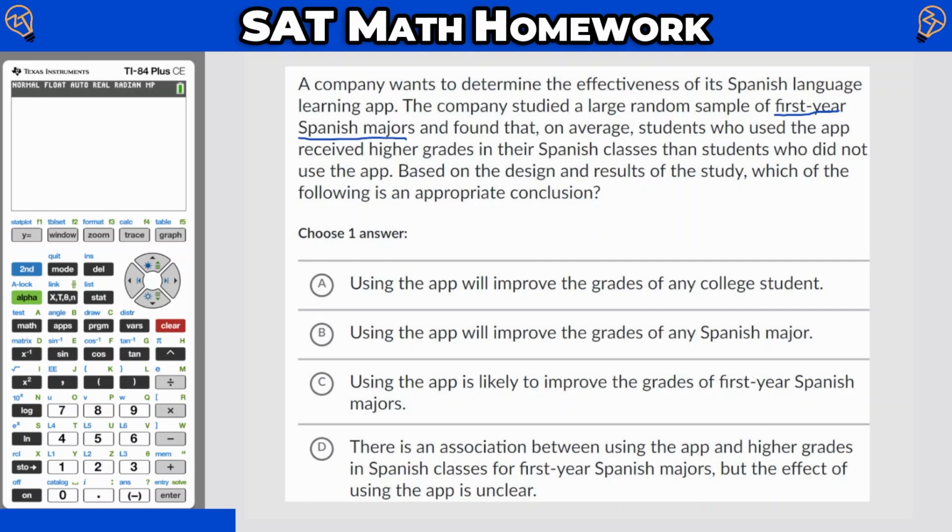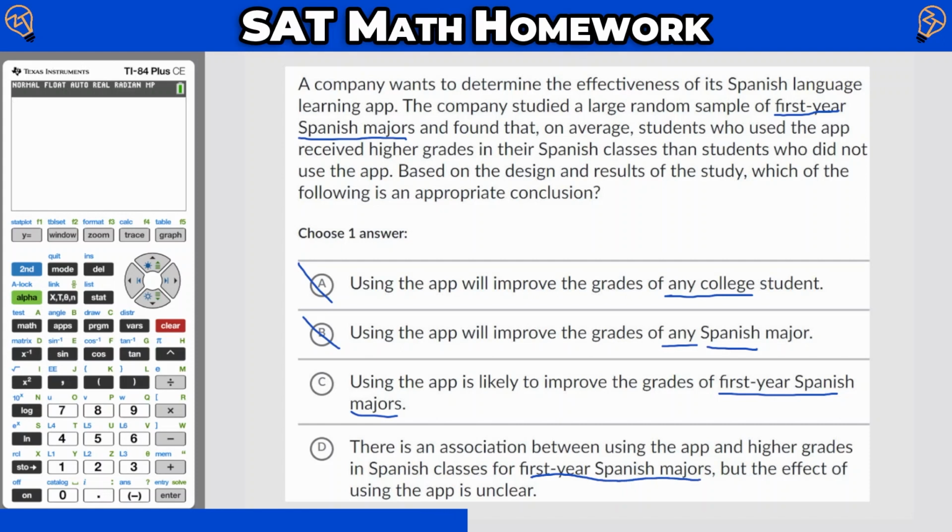Option A talks about any college student, doesn't even talk about Spanish or first year, so we could eliminate it. Option B does say Spanish, but it says any Spanish major. But we know that the study was done of first year Spanish majors, so we eliminate B. Option C does say first year Spanish majors, and then option D talks about first year Spanish majors. So at least we've given ourselves a 50-50 chance at this point.